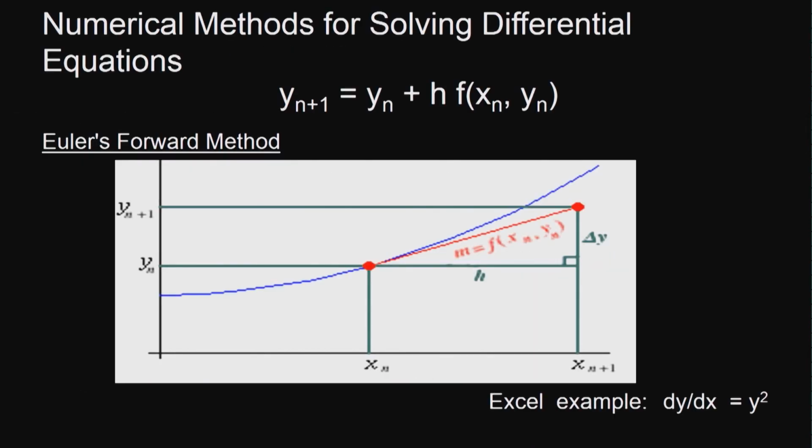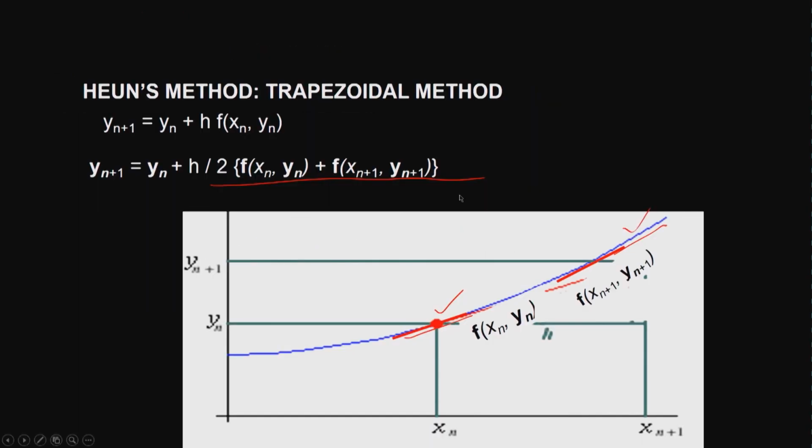So, you look at this Euler's method. Okay, you take the slope only at this place. Okay, only at this place. Whereas in this method, in Heun's method or trapezoidal rule method, you take the slope at these two places and then you take an average. That is how you calculate yn plus 1.